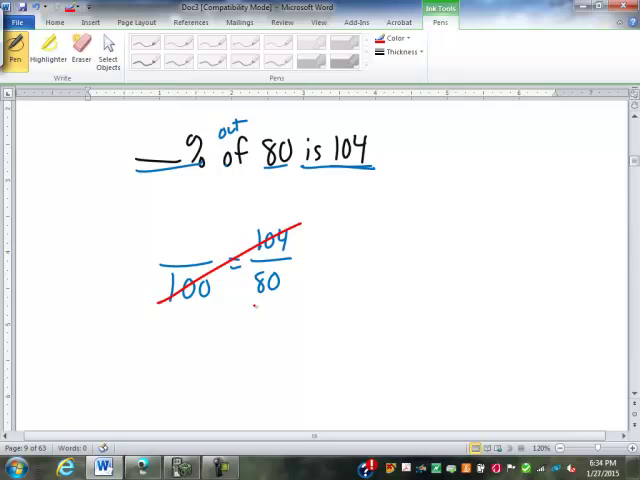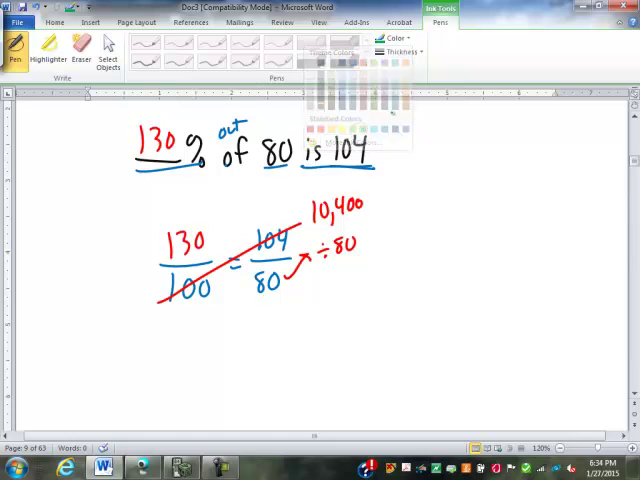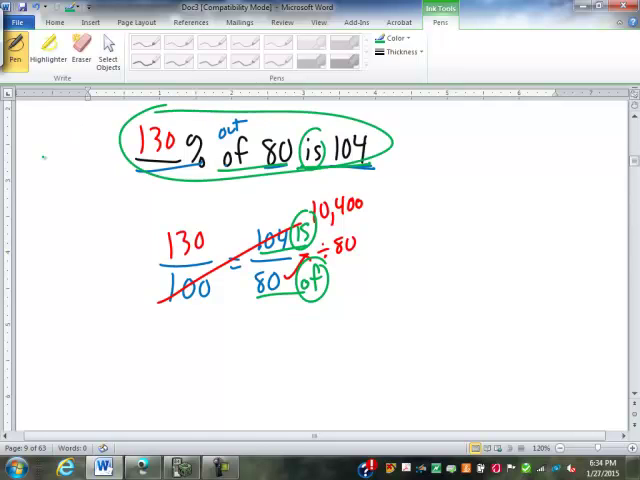So we're going to cross multiply. 100 times 104 is 10,400. Divided by 80 is 130. So 130% of 80 is 104. Whenever we do these sums, there is one shortcut that is very commonly taught: is over of. Is 104 goes on top, of 80 goes on bottom. That works for these generic little sentences like this, but when you get into word problems, that can confuse you, so you have to be careful with that.